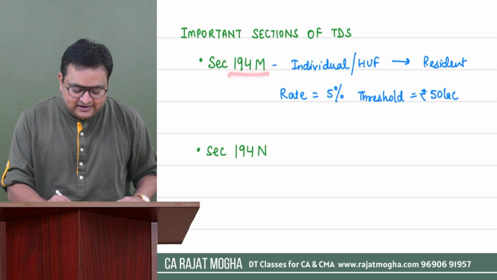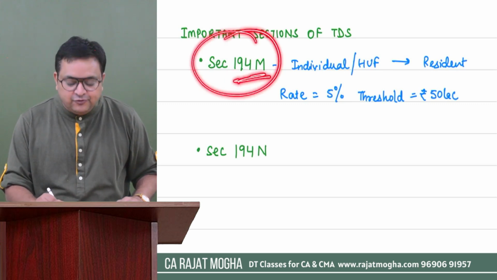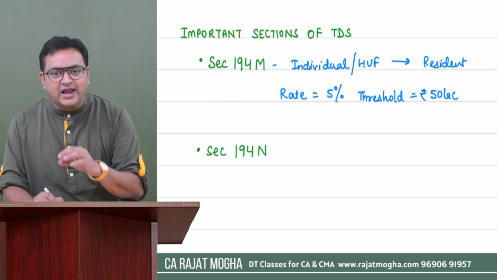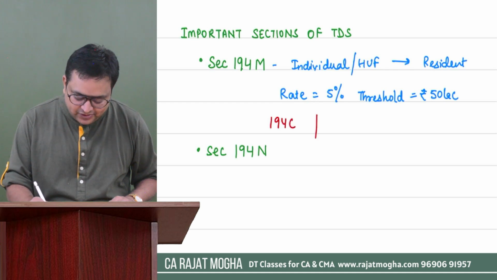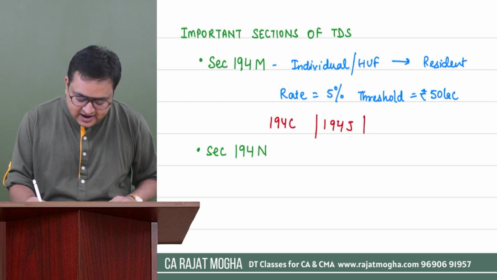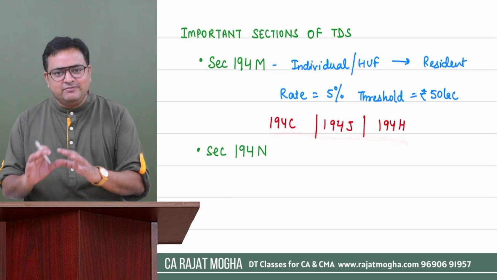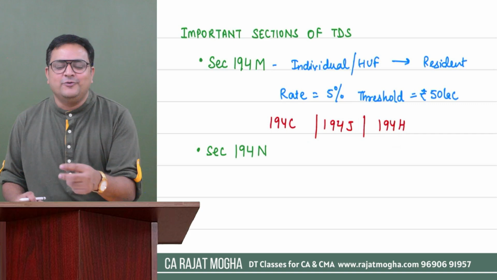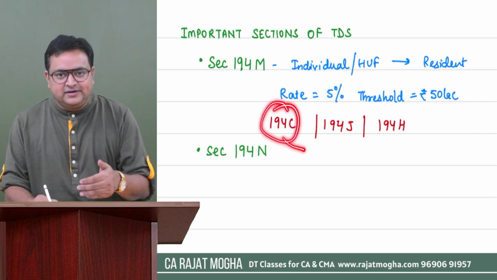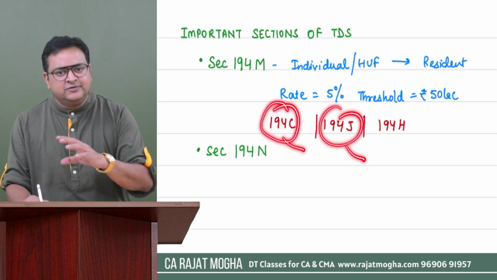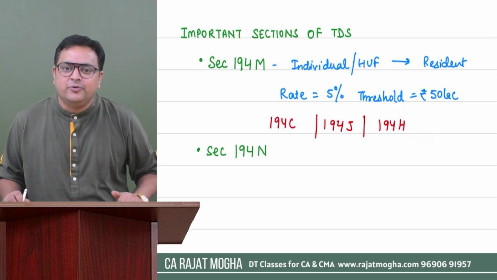Some important points regarding section 194M. The assessee can deduct TDS under section 194M only if they are not liable to deduct TDS under section 194C, 194J or 194H. I believe that you remember these sections. Let me give a quick overview of these three sections. 194C is related to contract. 194J covers 4 or 5 things, and one of them is professional services. 194H is related to commission and brokerage.